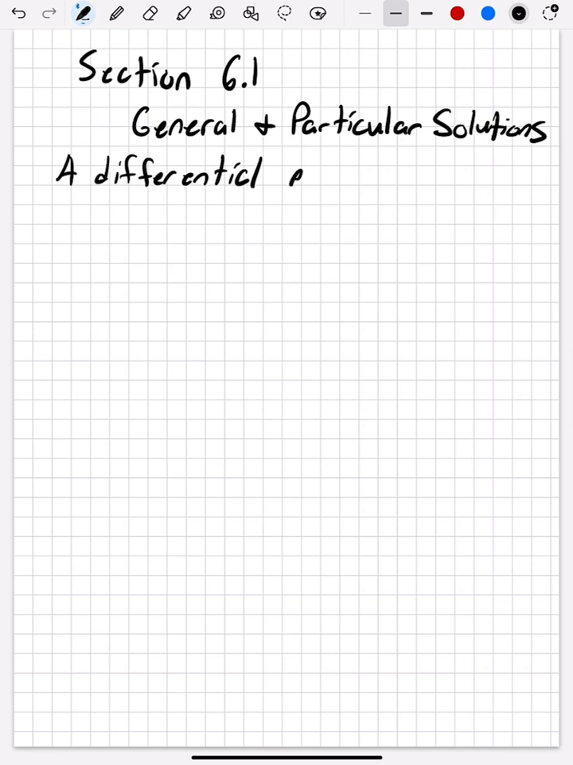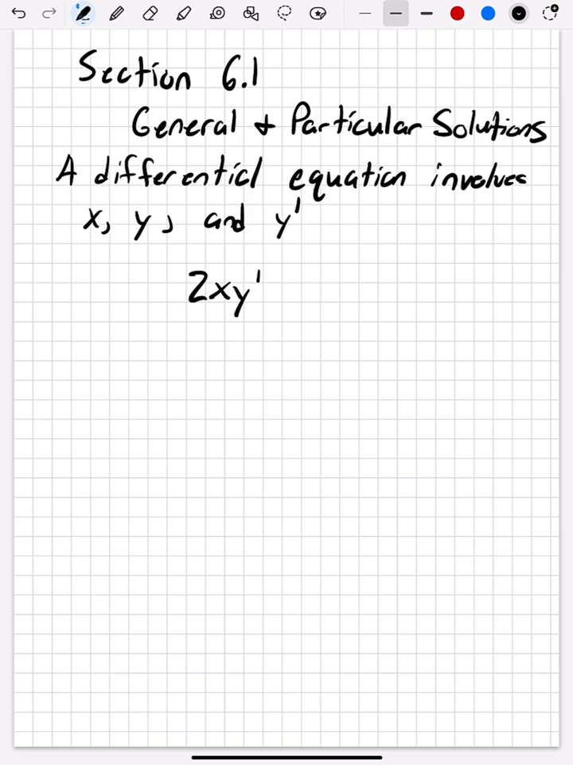So a differential equation involves variables x, y, and some kind of y prime. Okay, so a derivative of y. So just a generic example would be something like 2xy prime minus 3y equals 0. Okay, so that is an example of a differential equation.